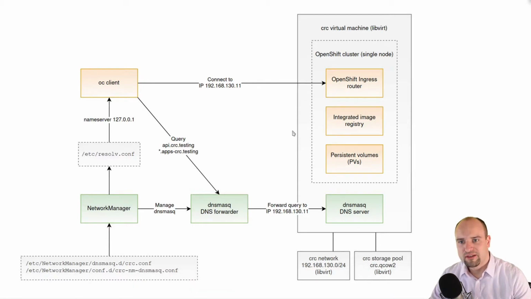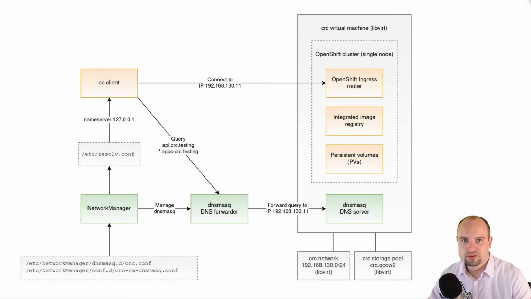Let's now discuss the left side of the diagram. The left side of this deployment diagram is showing how CodeReady Containers will configure your DNS resolution on the Linux host, so that you are able to access the API server as well as the wildcard route, meaning your applications, in the OpenShift cluster. Now, you will be able to access them using the usual DNS names, for example, api.crc.testing, as well as apps-crc.testing.